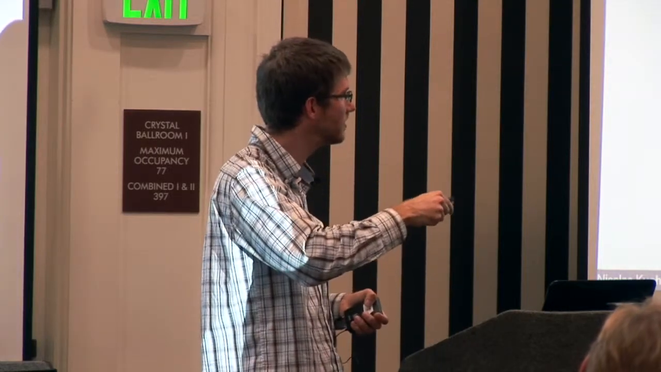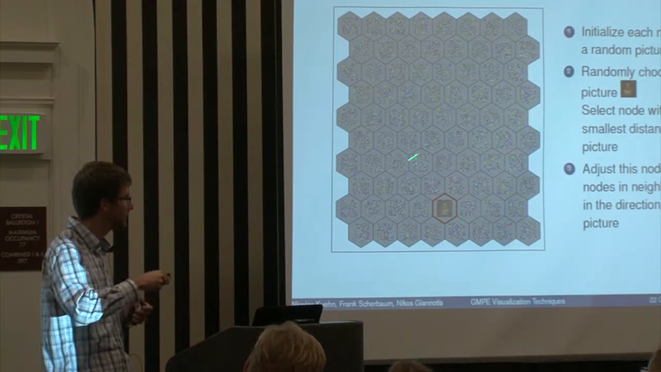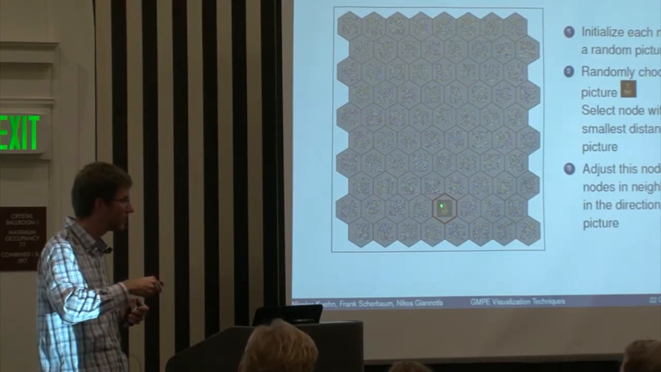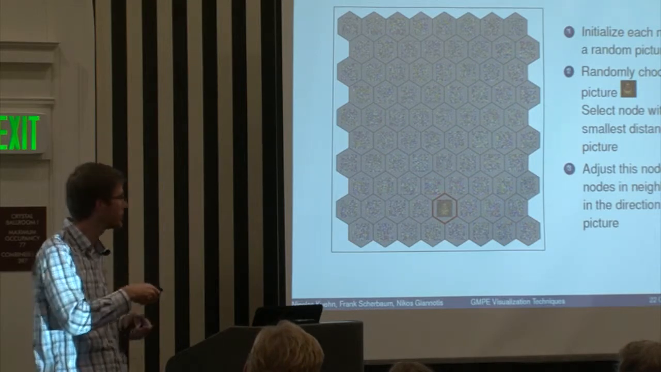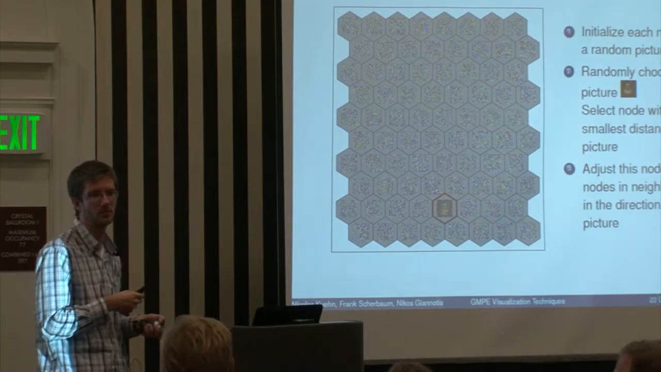So you adjust this pixel, and then you adjust all the nodes in the vicinity. And then there's also some sort of time parameter, which depends on the iteration. That means the distance that you're adjusting gets smaller over time. So at first you're adjusting a very large area in this direction, and then later on you adjust only very, very close ones.